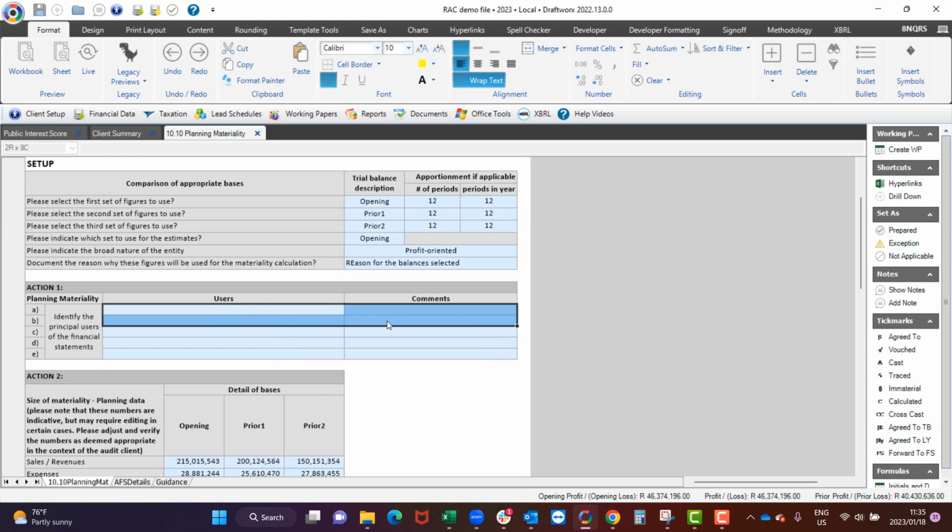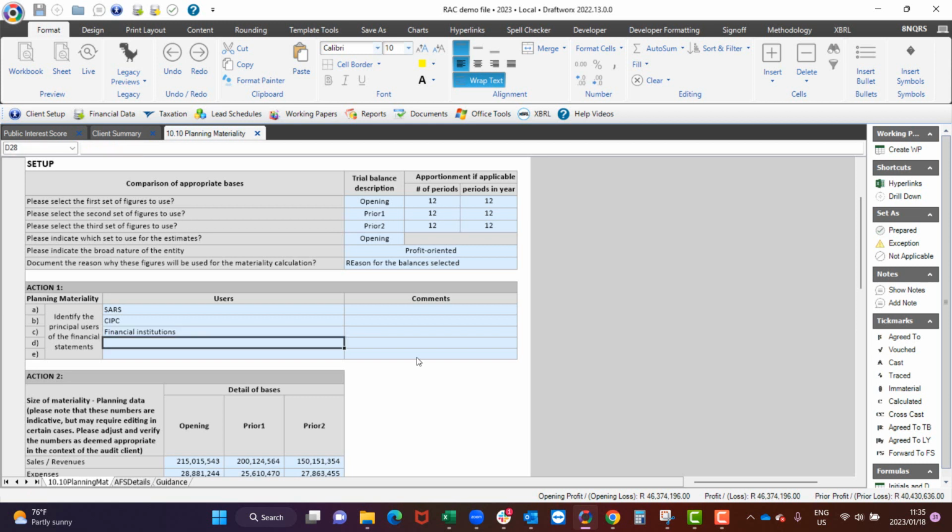Okay, then we get to action 1. So action 1 is where you need to identify the users of the financial statements. A lot of people identify SARS as the main user of financial statements. You are more than welcome to do that, or the CIPC, or let's say any financial institutions. Whoever you feel are the most important users of the financial statements. And if you can think of a comment to provide even more information about that user, you are more than welcome to input that into this field over here.